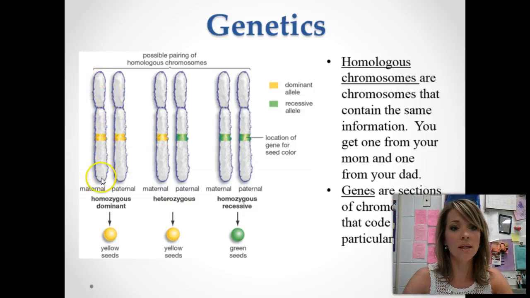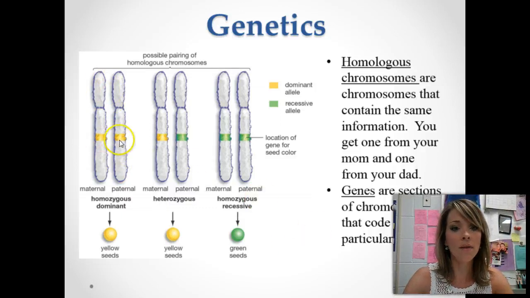So you can see here in this picture that these are the two chromosomes. Here's the maternal one from mom. The paternal is from dad. And so each of these chromosomes carry the same set of information. They're going to be coding for determining the same traits.